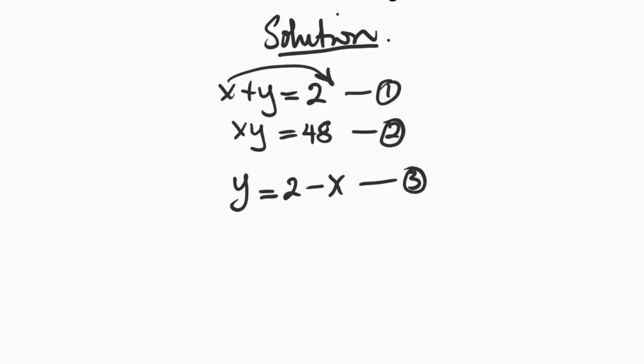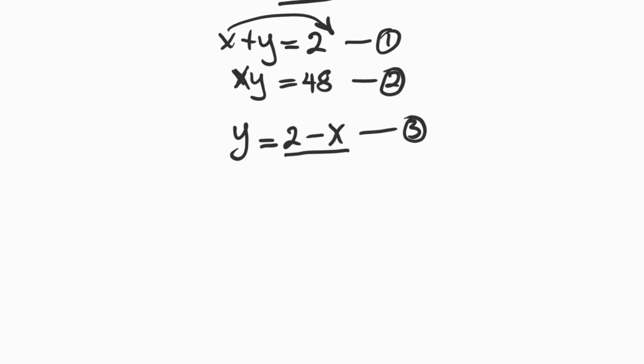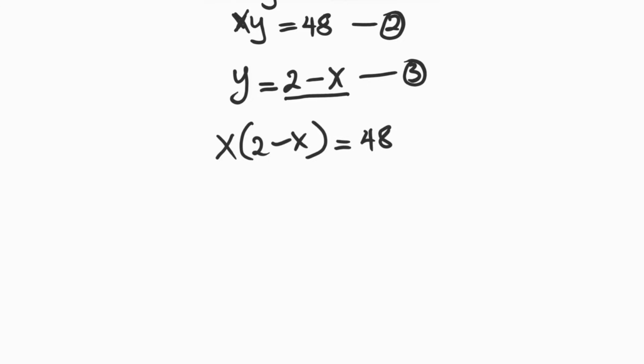Now, we're going to substitute the value of y into the second equation. So wherever we see y, we put 2 minus x. So let's go ahead and do that. So we have x times (2 minus x) equals 48. Let's expand or open up the bracket. x times 2 will give us 2x minus x squared equals 48. So we have minus x squared plus 2x.